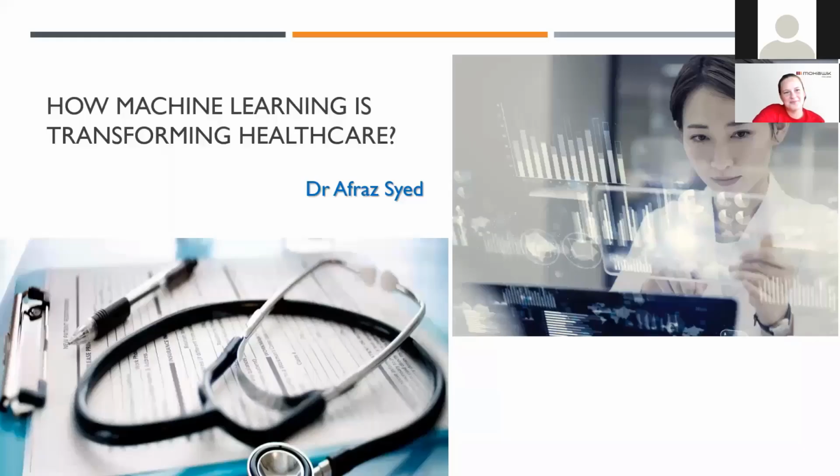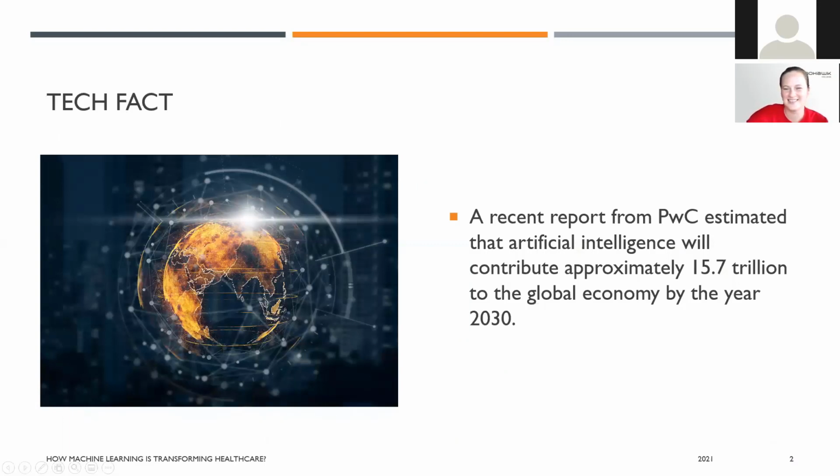And I will share my screen. So let's begin with the tech fact about the future of artificial intelligence. According to a report by Professional Service Network, PwC, artificial intelligence will contribute approximately 15.7 trillion to the global economy by the year 2030. And this has a huge, tremendous potential in this field, according to these numbers.